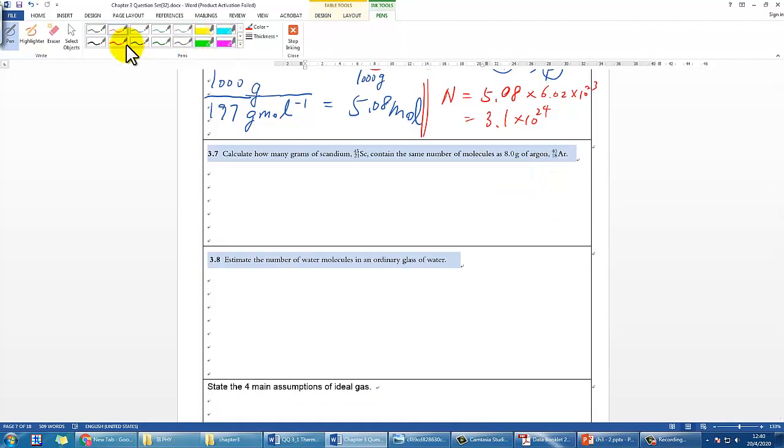The next question is how many grams? So you want to find gram, and here you get 45 gram per mole, and contains the same number.